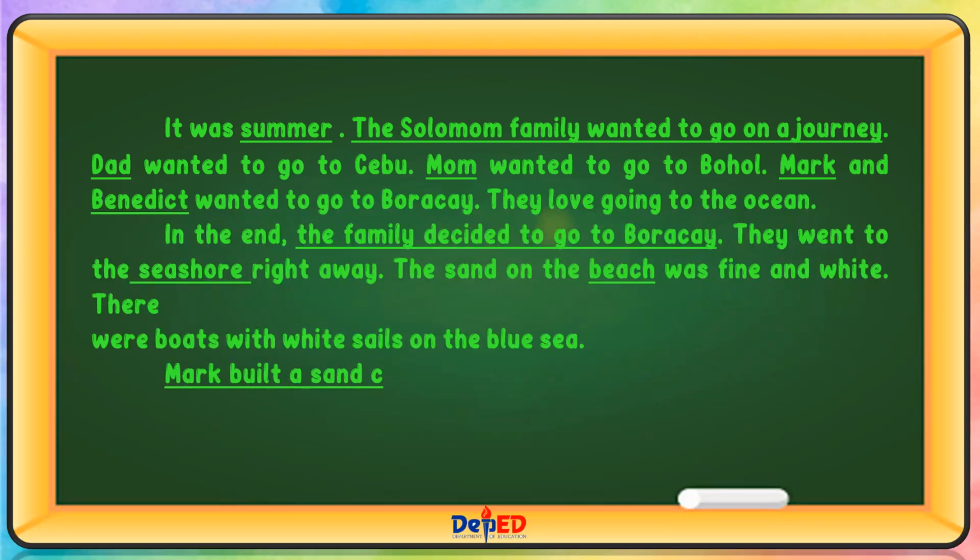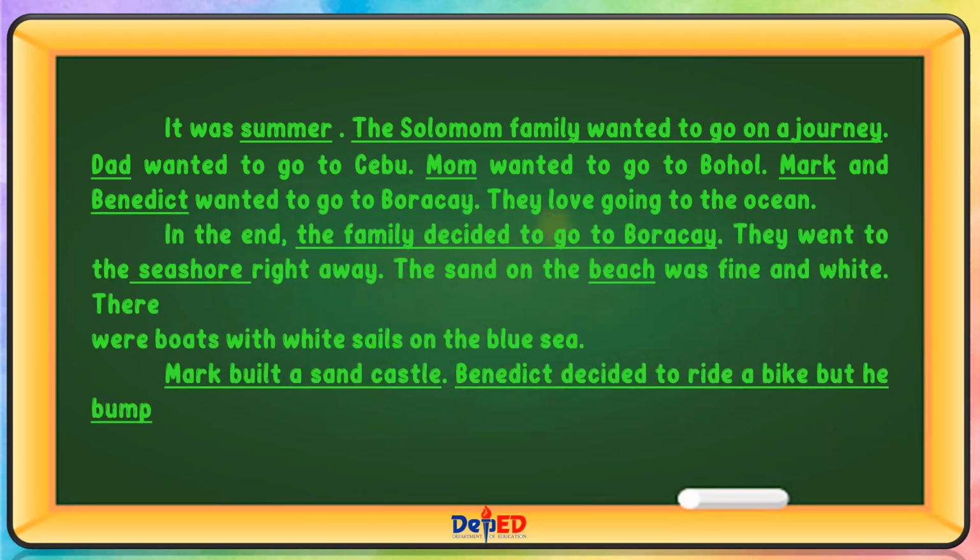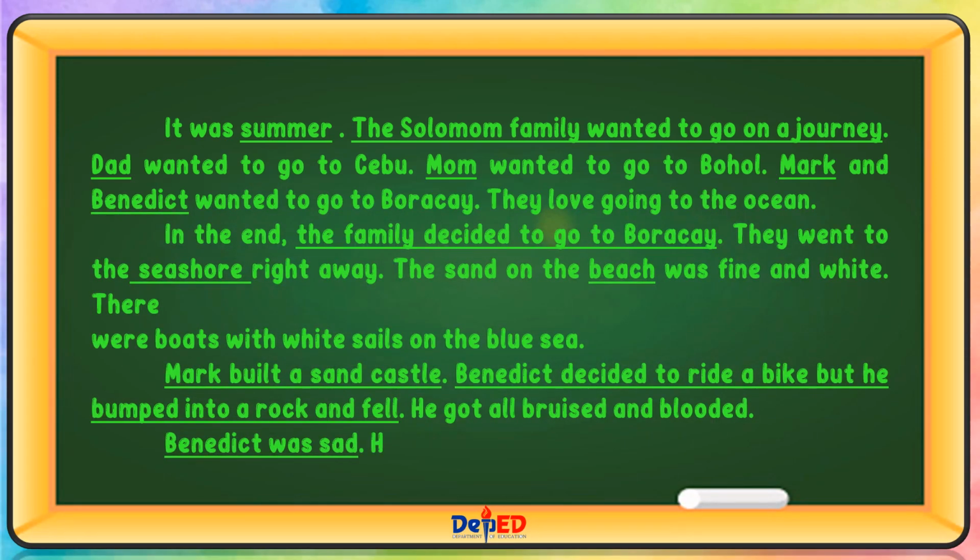There were boats with white sails on the blue sea. Mark built a sand castle. Benedict decided to ride a bike, but he bumped into a rock and fell. He got all bruised and bloodied. Benedict was sad. He could not swim that day.